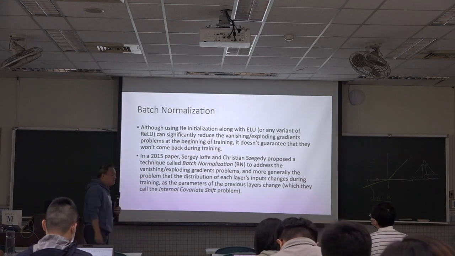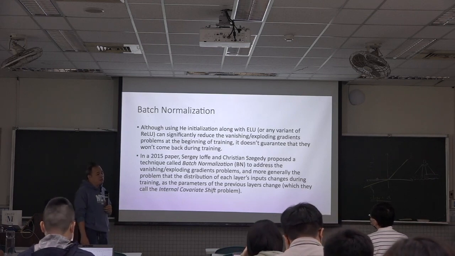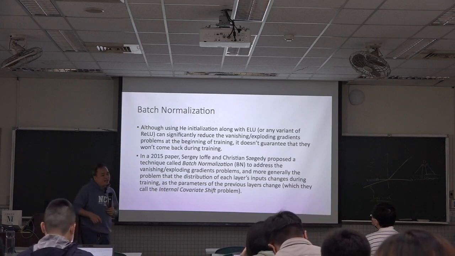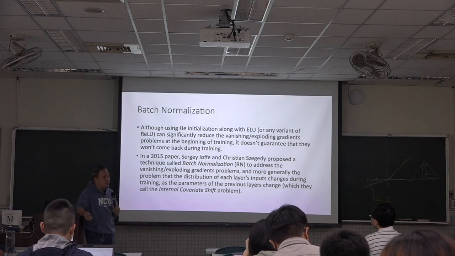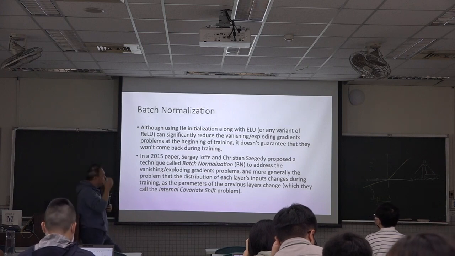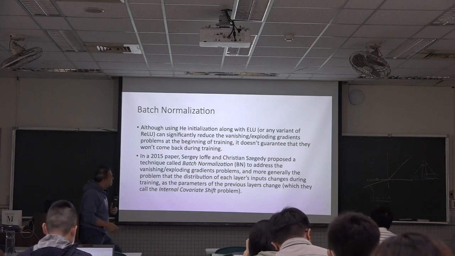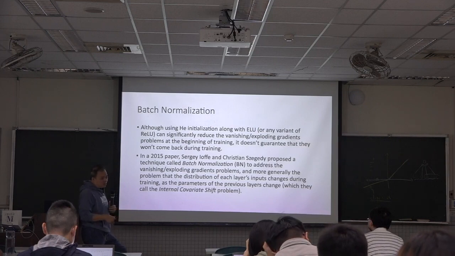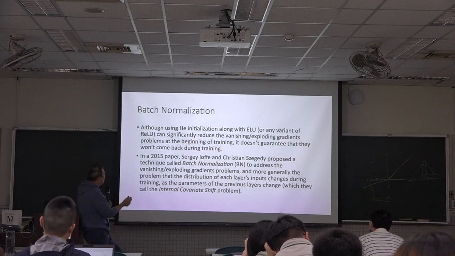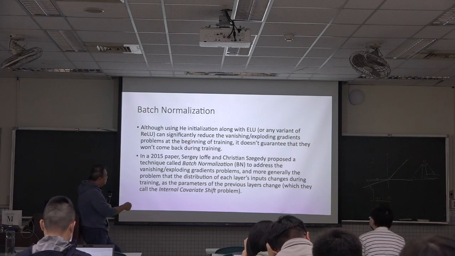The only one that is more safe from these problems is SELU, but SELU is restricted by the network architecture. If your network architecture doesn't allow you to use SELU for self-normalization, then currently there's no better way to completely prevent this problem from happening. It just reduces the chance that this problem happens, but it may still come back.